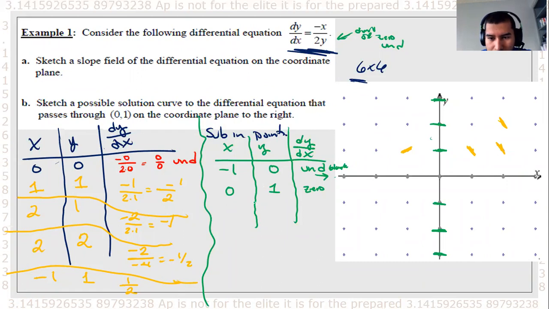Okay. Eventually, guys, we just get faster and faster at doing these, but all we're doing is substituting. Let's pick a different one. Let me find out what's happening at 1 and 2. So at 1 and 2, I put 1, that's negative 1 over 4. So that should be a slope pointing down. Sorry, that's negative 1/4.